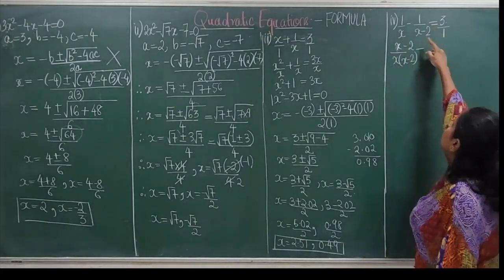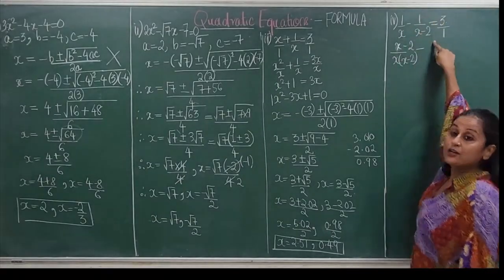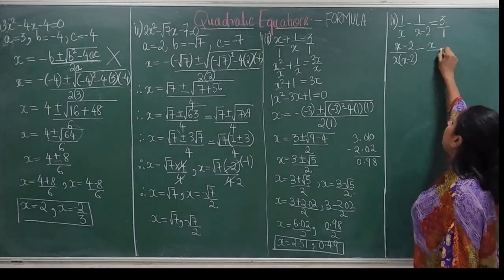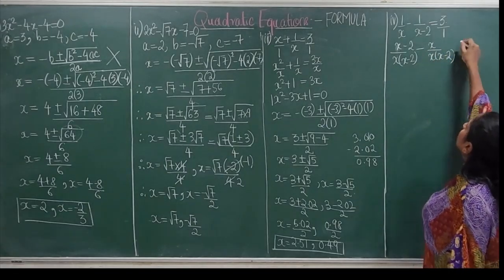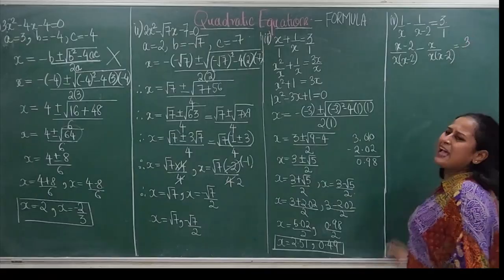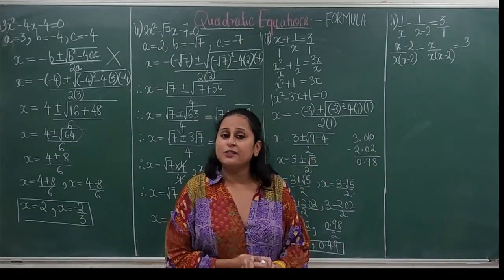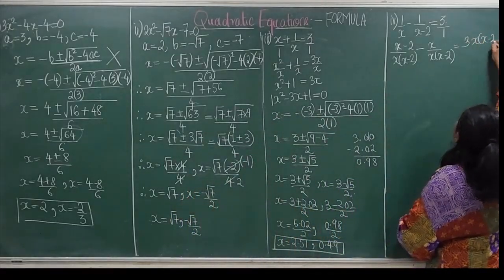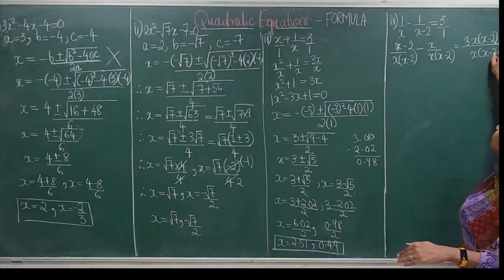What is your second term? Here we have x minus 2 in the denominator, so we will multiply numerator and denominator by x. So here we will write x into 1 is x upon x into x minus 2. Then 3 has denominator 1, so it needs both x as well as x minus 2. So it will be multiplied by x as well as x minus 2. Therefore the denominator will become x into x minus 2.